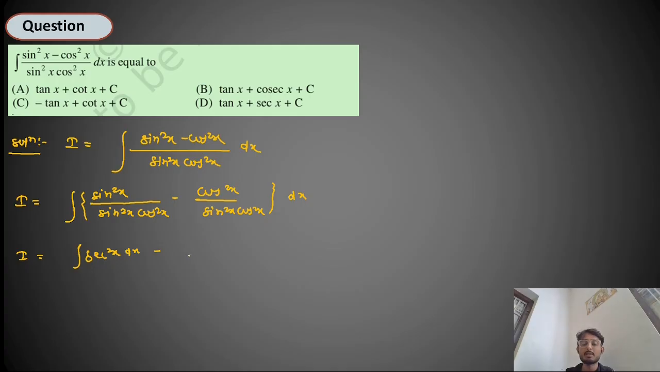And here cos square x will be cancelled out from each other and you will get 1 upon sin square x, which means cosec square x dx. Sec square x means tan x, cosec square x means cot x. But what's the problem happening here? You know, integration of cosec square x equal to minus cot x, and here minus is also present, so minus minus will be plus c. It means option A is the correct answer.